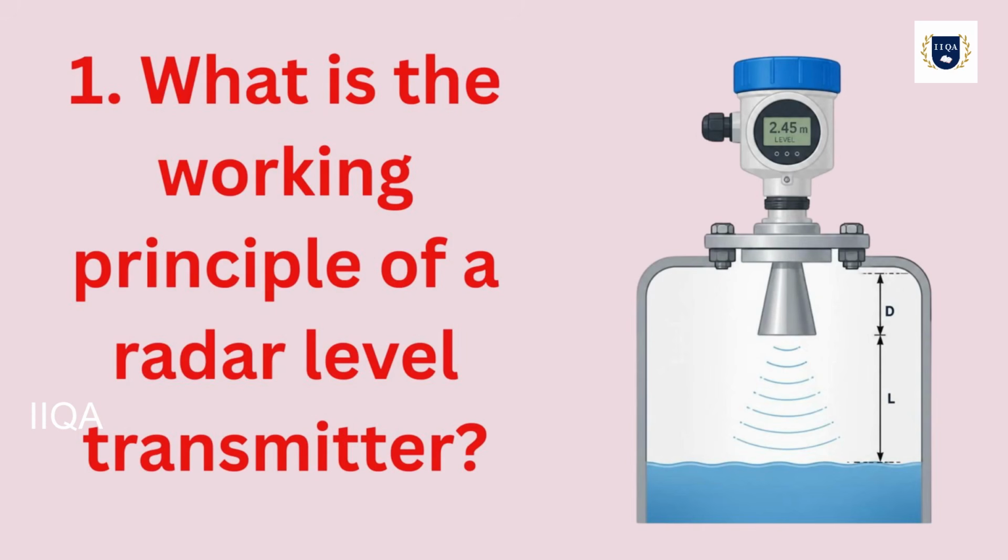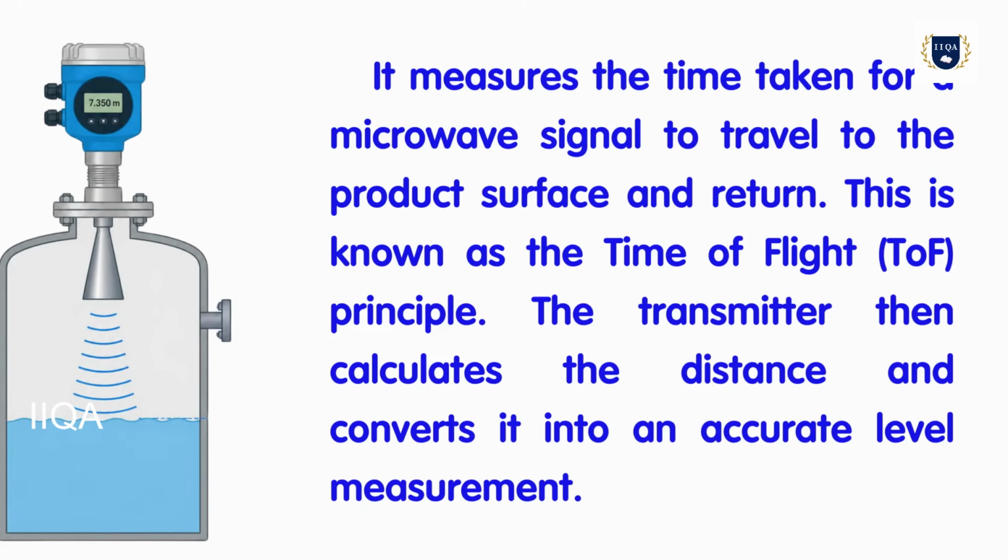What is the working principle of a radar level transmitter? It measures the time taken for a microwave signal to travel to the product surface and return. This is known as the time of flight (TOF) principle. The transmitter then calculates the distance and converts it into an accurate level measurement.